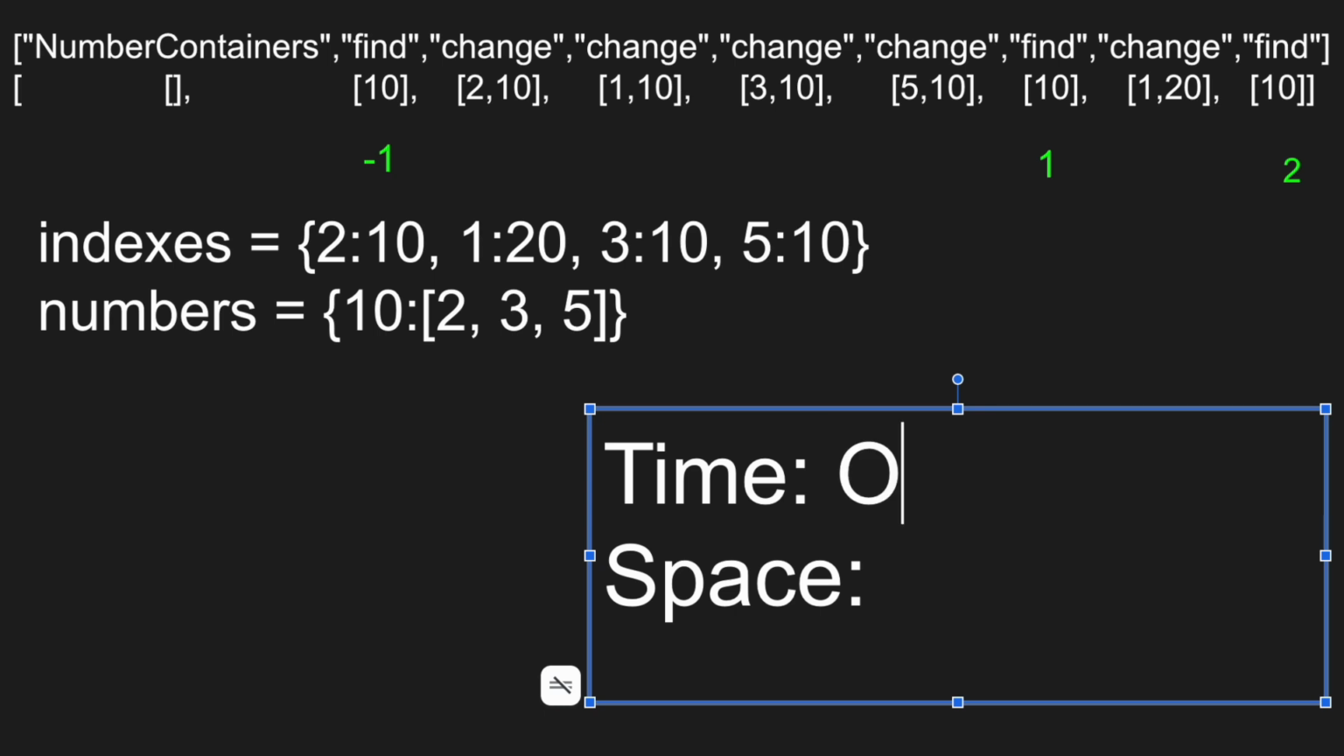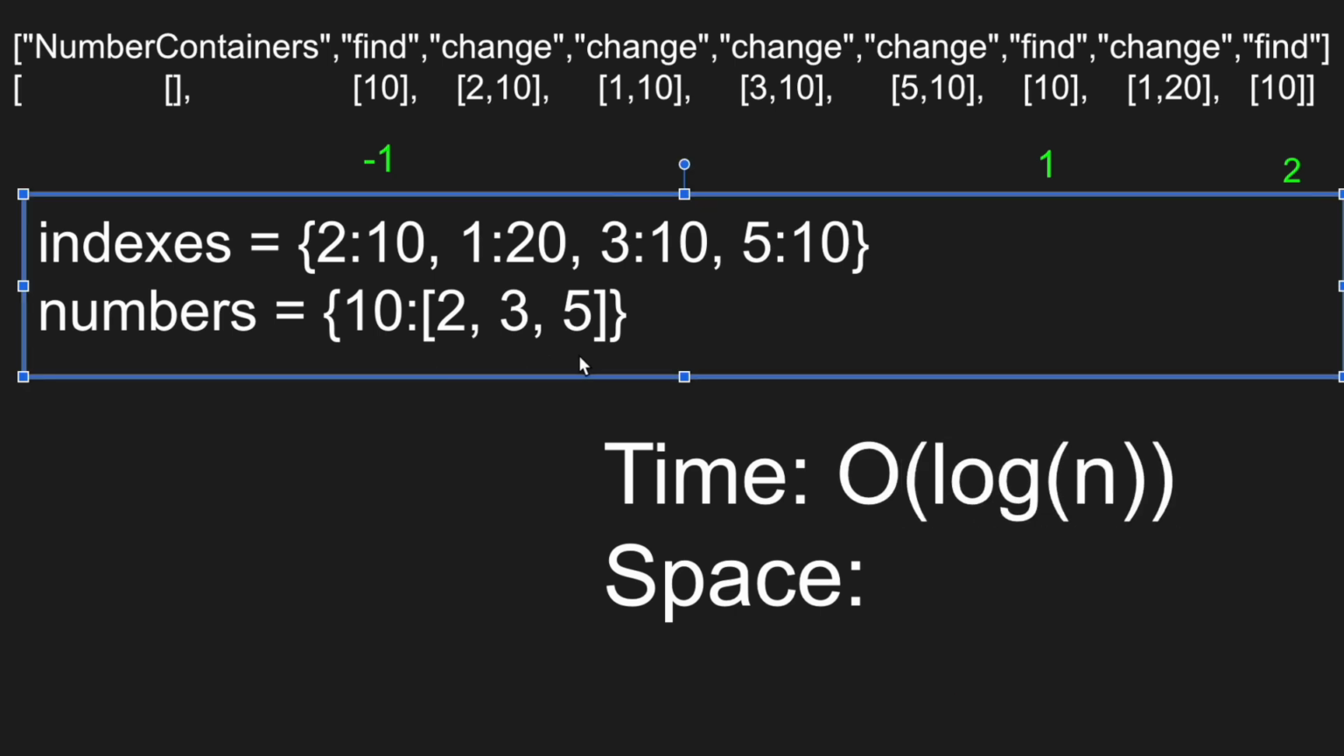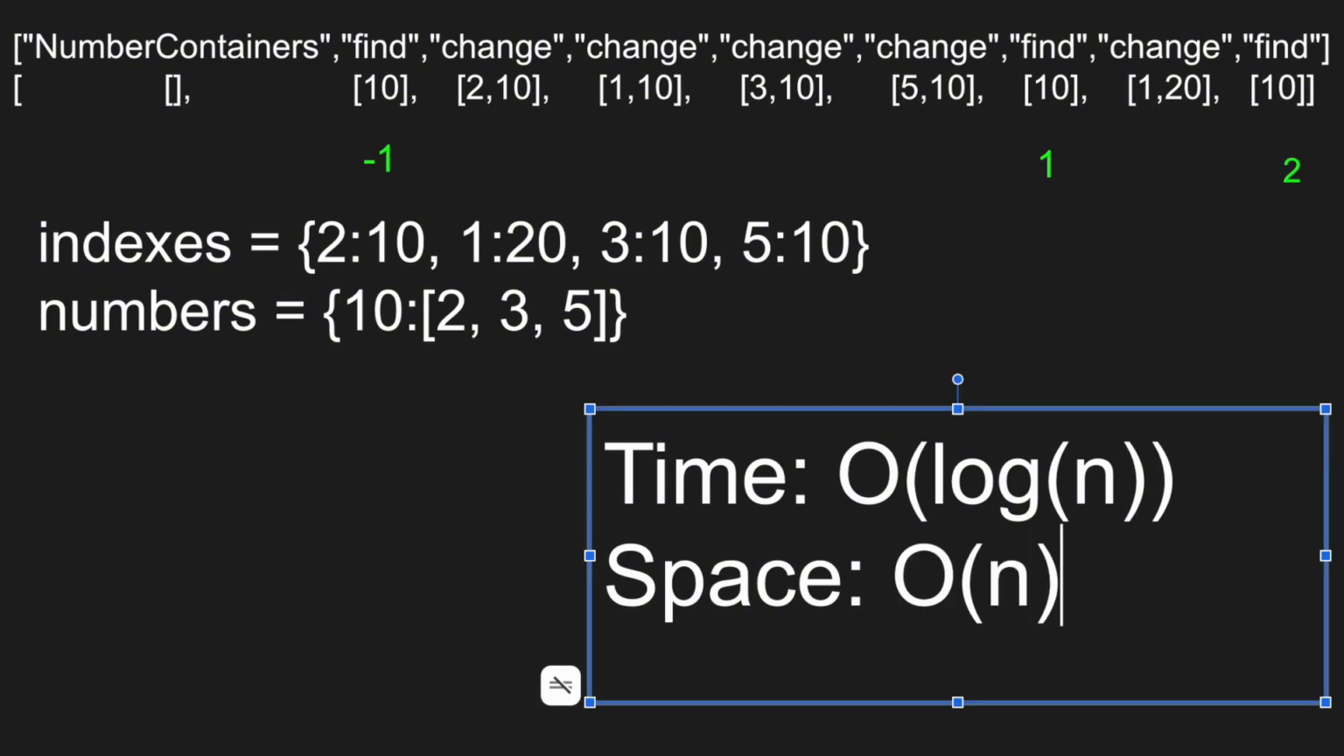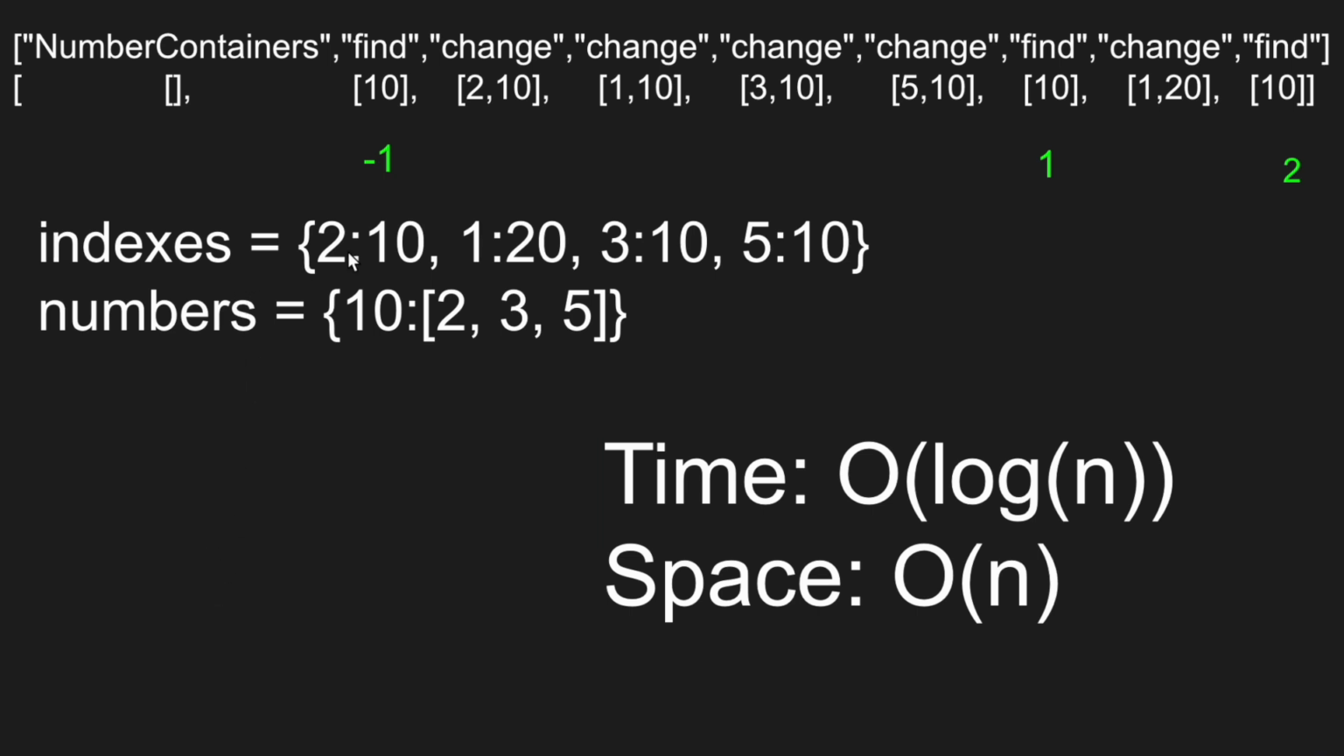The time complexity of this problem would be O of log n, because pushing and popping from the heap may take log n time. And the space complexity would be O of n, where n is the number of operations, because the indexes and numbers hash map may take up to the length of the number of operations. So now let's get to the coding part.